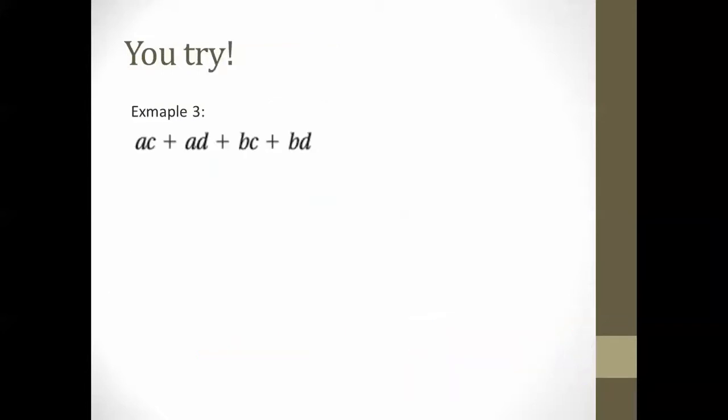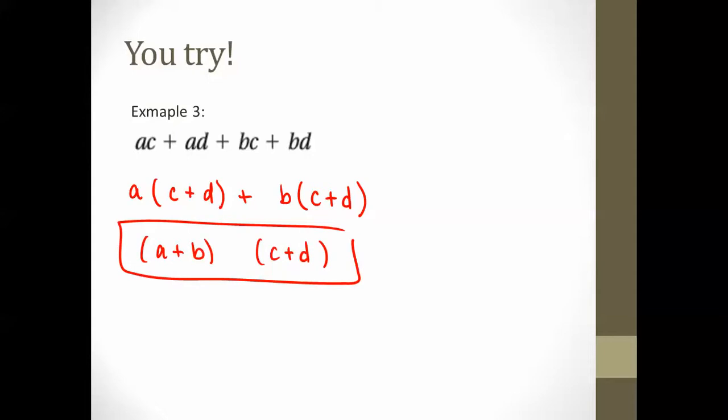All right, I want you to try this. So now would be a good time to pause the video and try this example. Okay, let's see how you did. Here's what we would do first. I can factor an a out of the first pair, and I'm left with just c plus d. In the second pair, I can factor out a b, and I'm left with c plus d. Remember, we always want those parentheses to say the same thing, and in this case they do. So our final answer, a plus b times c plus d.